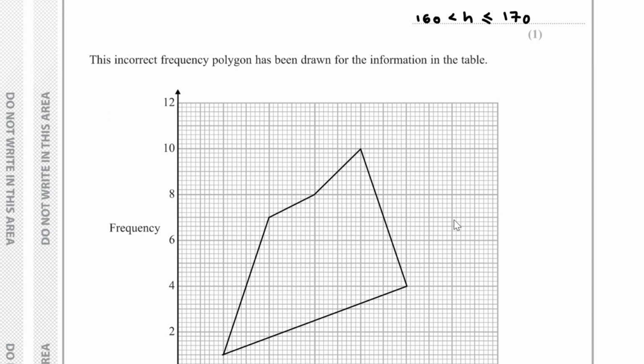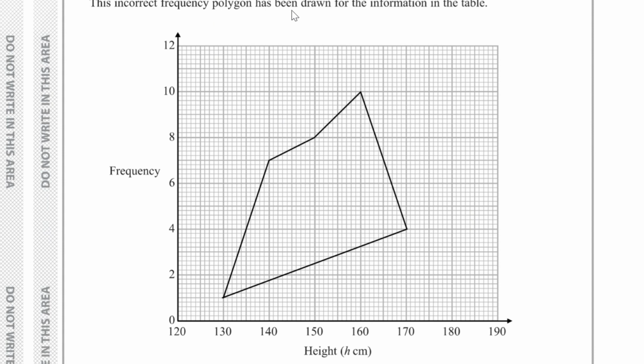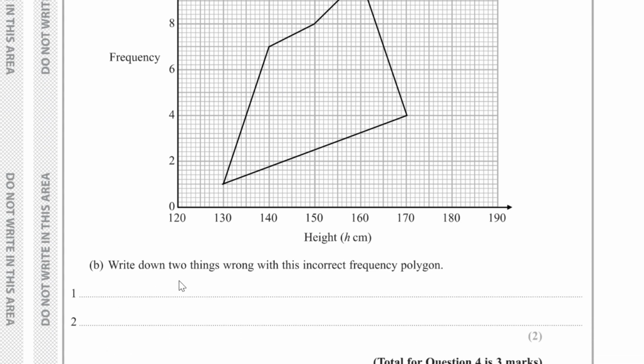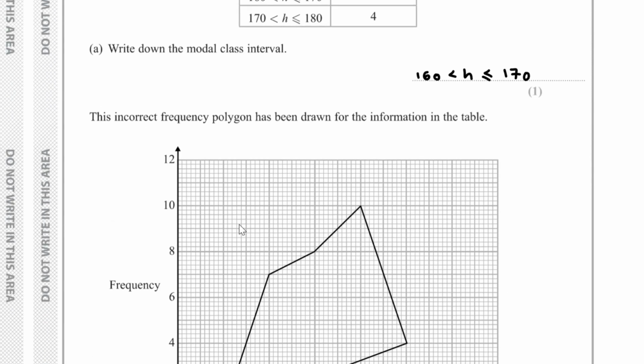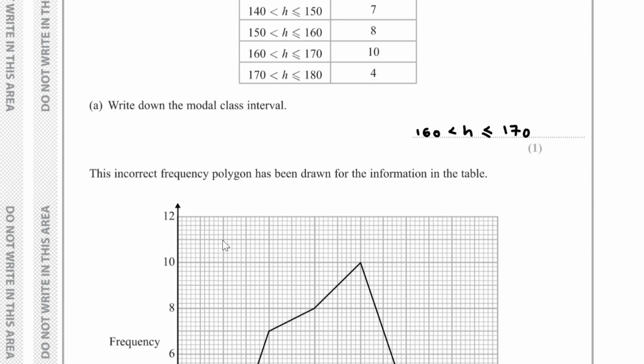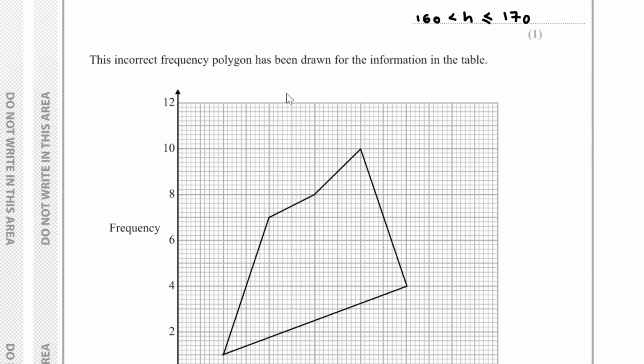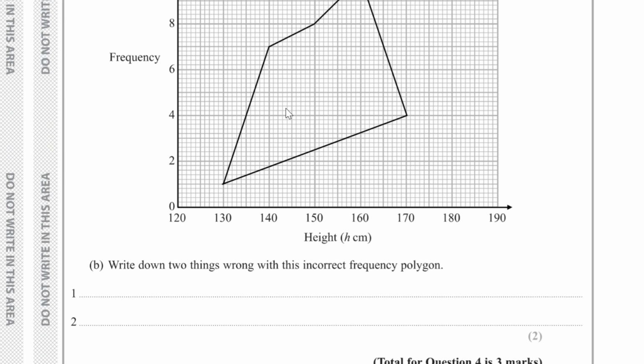And now for part B, the incorrect frequency polygon has been drawn for the information in the table. We have to write down 2 things wrong with this incorrect frequency polygon. Well, first of all, you'd find if you look over here, 130 has been plotted, but what we should have done is plotted the midpoint of 130 to 140 instead. So that's one error. Let's just write that down.